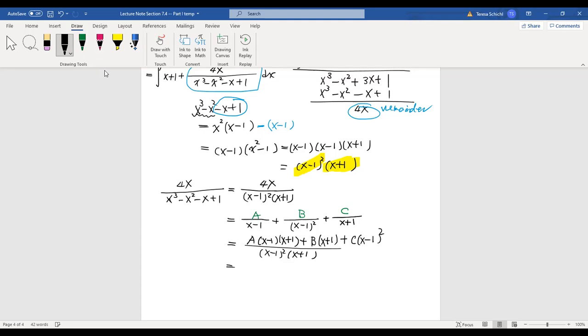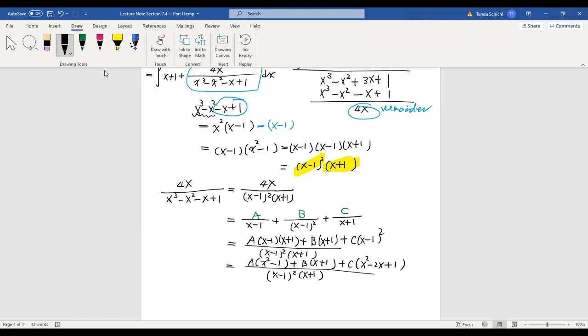Now the next thing here is very tedious algebra. So x minus 1 squared times x plus 1. This is A times x squared minus 1, then this is B times x plus 1, then this is C times x squared minus 2x plus 1.